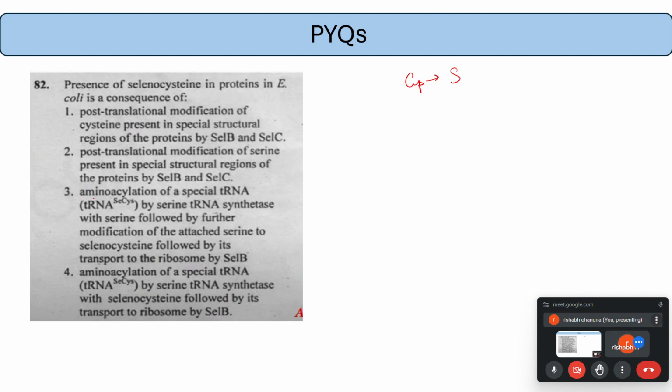So in cysteine, the sulfur is replaced by selenium. Okay, so the first option is post-translation modification of cysteine present in special structural regions of the protein by cell B and cell C. PTM of serine present in special structural regions of the proteins by cell B and cell C. Aminoacylation of special tRNA, tRNA selenocysteine by serine tRNA synthetase with serine, followed by further modification of the attached serine to selenocysteine, followed by the transport to the ribosome by cell B, and aminoacylation of a special tRNA by serine tRNA synthetase with selenocysteine, followed by its transport to ribosome by cell B.